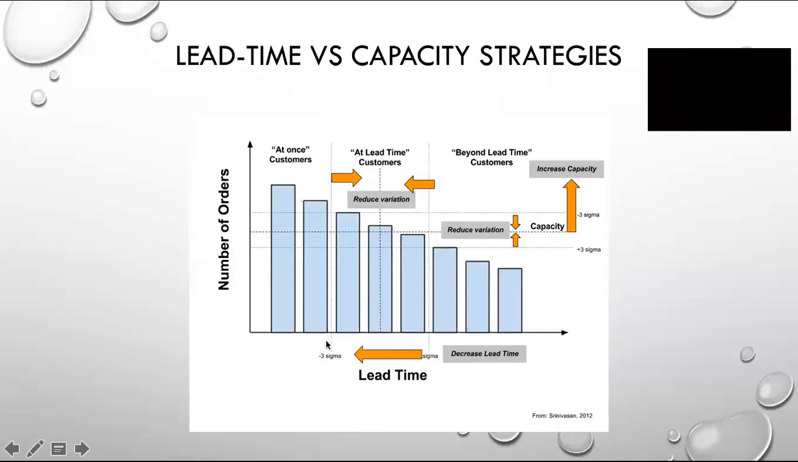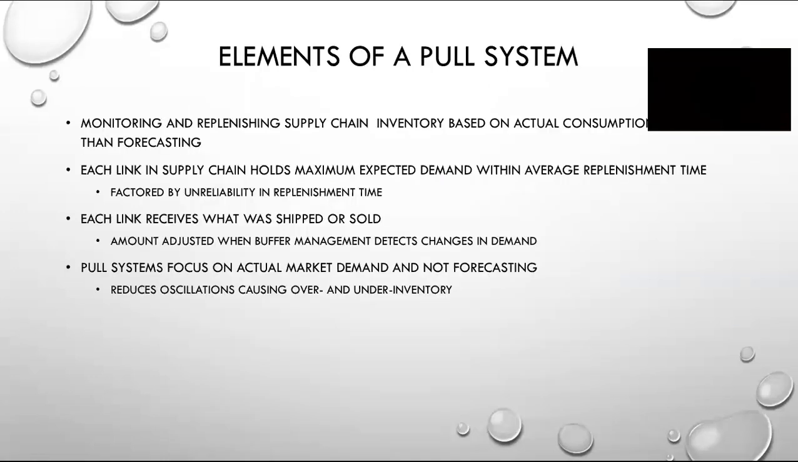So now I'm going to cover push and pull systems. I think I may have covered this already, but I'll cover it again. The difference between a pull system and a push system is that we deal with actual consumption rather than forecasting, which is why things like VMI are very good, because as a rule of thumb, the more you use actual consumption rather than a large demand forecast, the more accurate your supply chain will be.